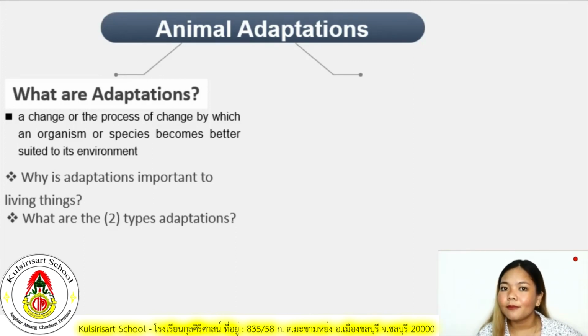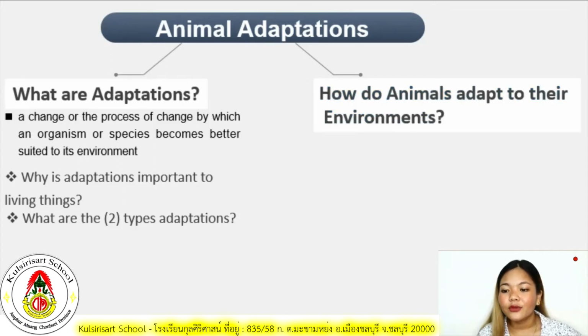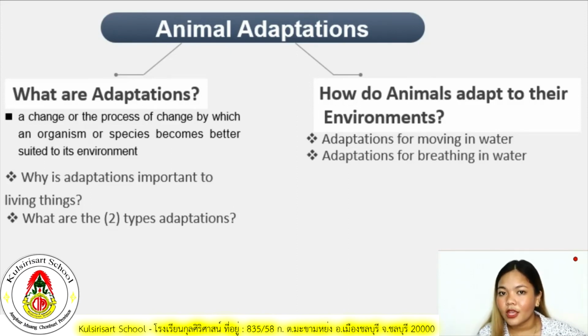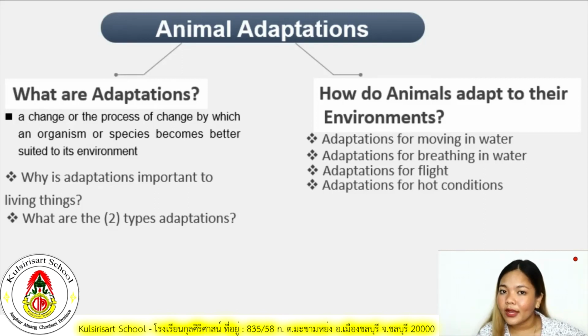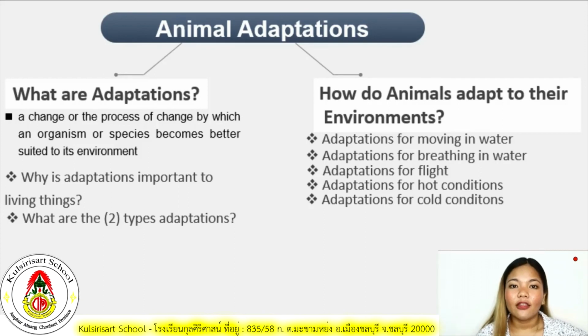On the second part of this video, we've discussed how animals adapt to their environment, and we've discussed 5 adaptations. The first one is adaptations for moving in water. The second one is adaptation for breathing in water. The third one is adaptation for flight. The fourth one is adaptations to hot condition. And the last one is adaptations for cold condition. Now that ends our discussion today about plant and animal adaptation. In our next video, we will continue to discuss a different animal adaptation.